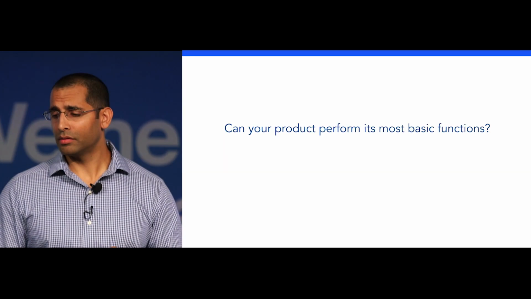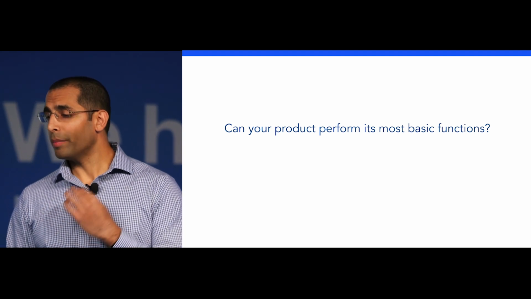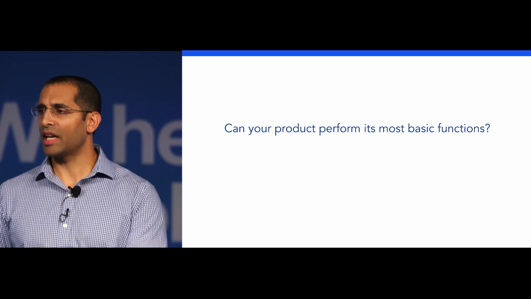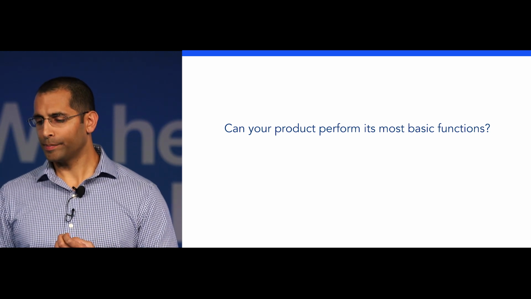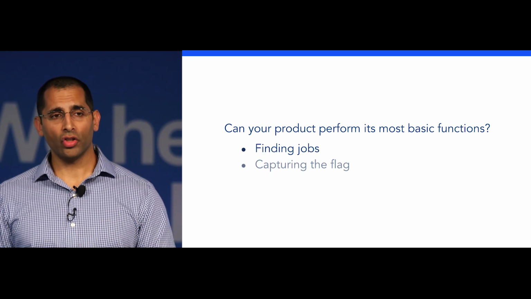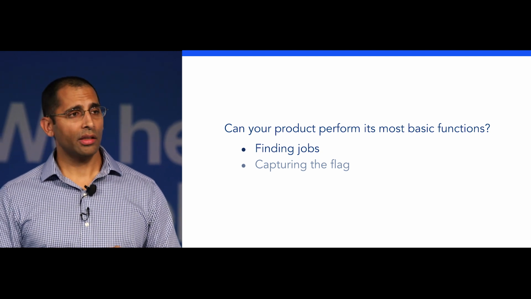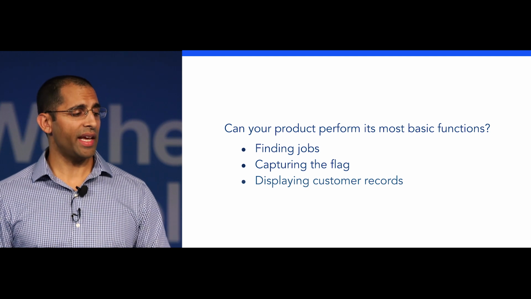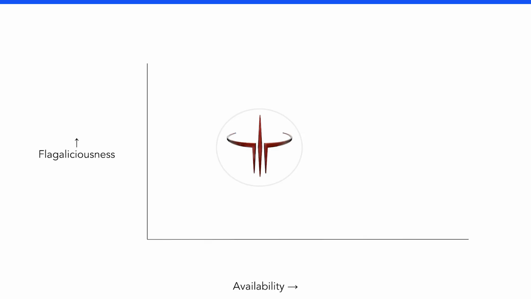So availability. Can your product perform its most basic functions? The core thing that your users came to your product for, is that working? For Indeed, it's finding jobs. For Quake 3 Arena, it was capturing the flag. And for Tenfold, it's displaying customer records. Let's take a look at Quake 3 Arena against availability. We want to see how much flagaliciousness I can attain as a user.